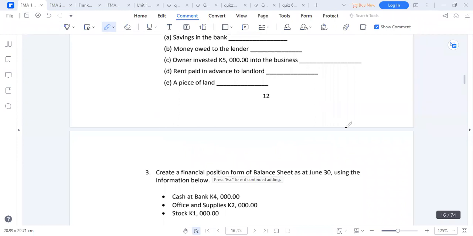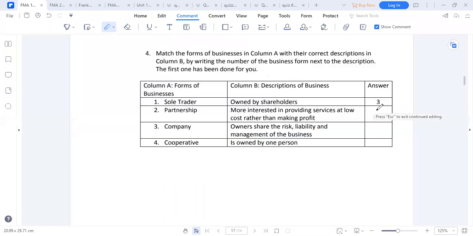So let's match these letters using the numbers. So for instance, owned by shareholders, it is 3, which is a company. More interested in providing services at a low cost rather than making a profit. Which one is it?